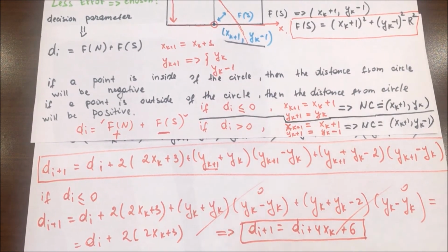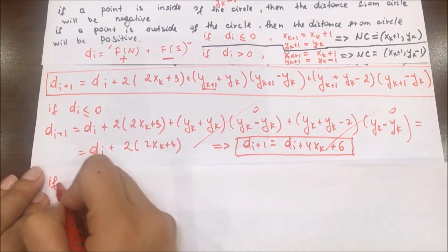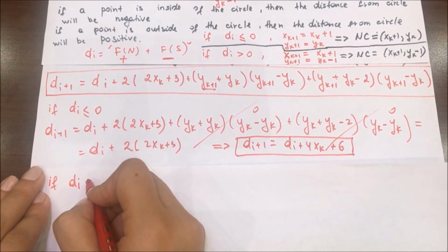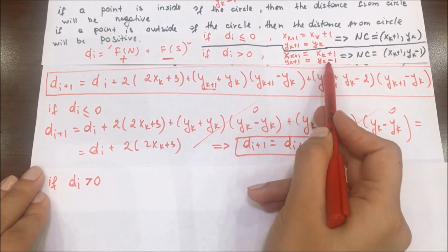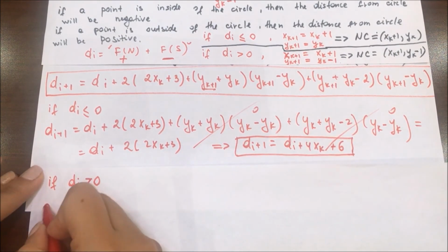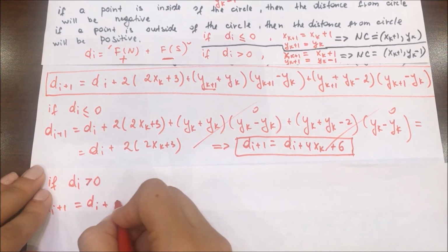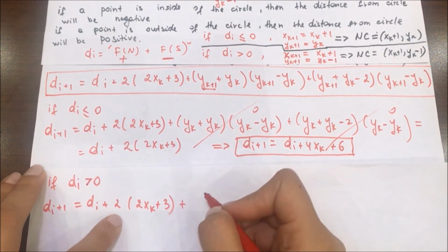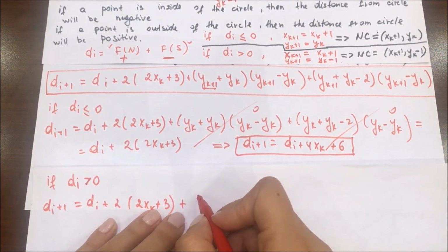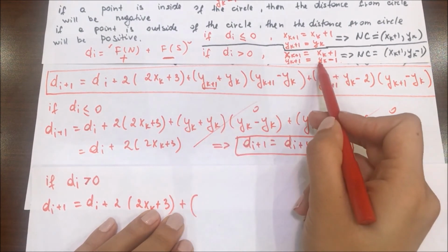Now let's look at the second condition. In the second case, if di is more than 0, the next coordinates will be xk plus 1, yk minus 1. In this case, we will replace all yk plus 1s with yk minus 1. So the next decision parameter will be di plus 2 times 2xk plus 3 plus yk minus 1 plus yk, because we will replace all yk plus 1s with yk minus 1.